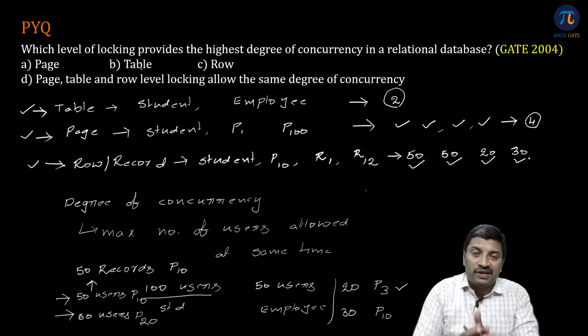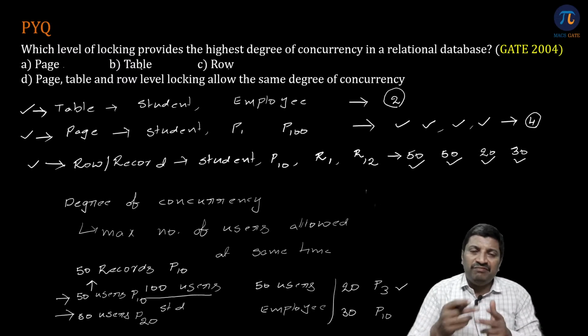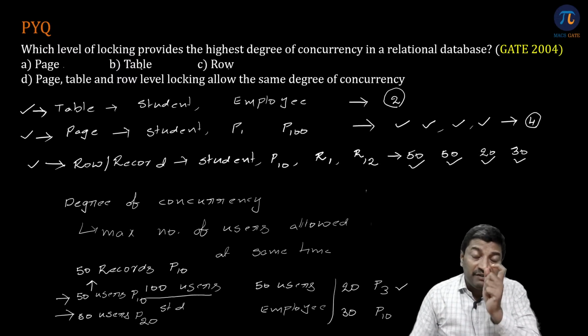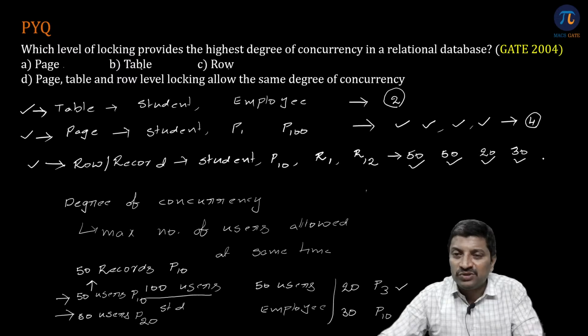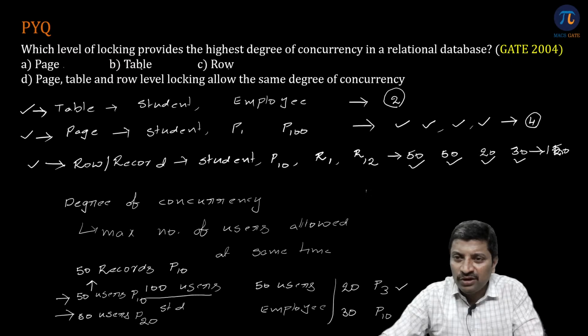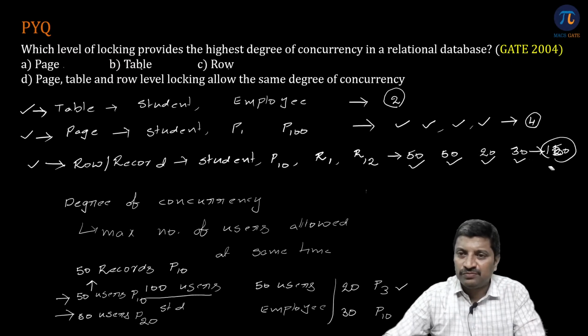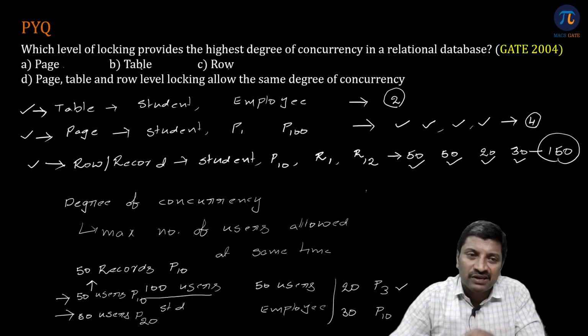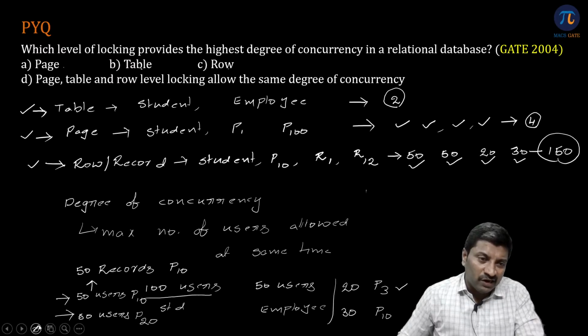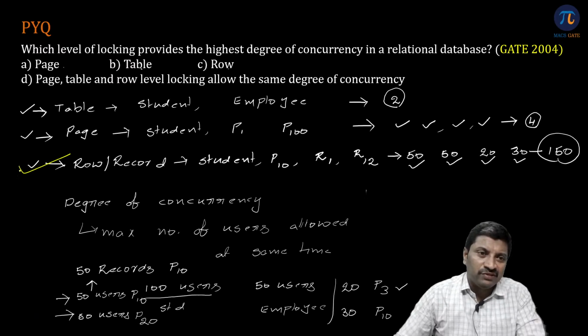If each and every candidate, instead of candidate, we can say user, or we can simply say transaction, if every transaction is working on a different record, maybe within the same page, maybe within the same table, all the users can be allowed. So at the same time, how many users are you allowing, sir? You are allowing approximately 150 users. Right, sir? So which is providing the highest degree of concurrency, sir? Row level or record level is providing the highest degree of concurrency.